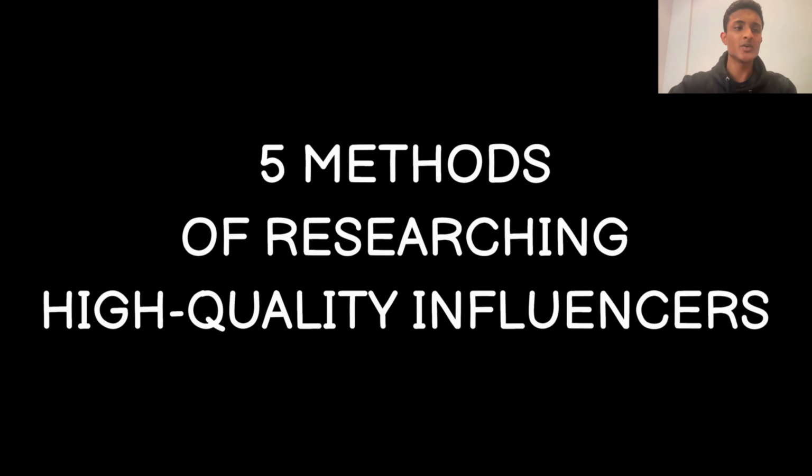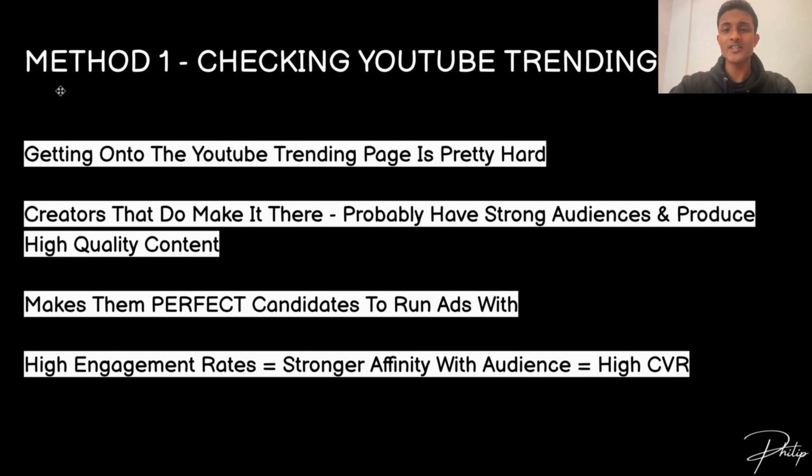The first one that we use is number 1, checking the YouTube trending page. Now, the YouTube trending page, also known as the Explore page right now, is very hard to get onto. Not many content creators will get onto that page, and basically anyone that does get onto the YouTube trending page is producing really high quality content, and they probably have a strong audience as well.